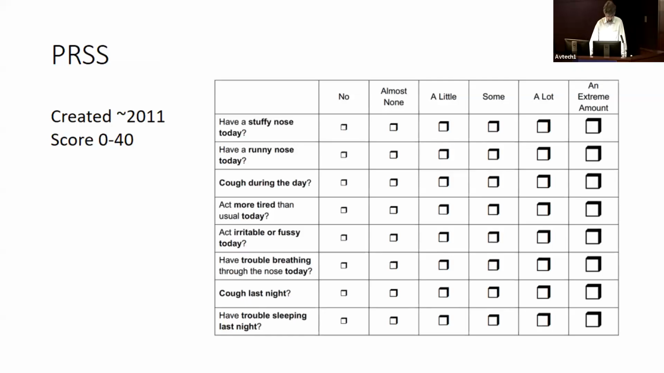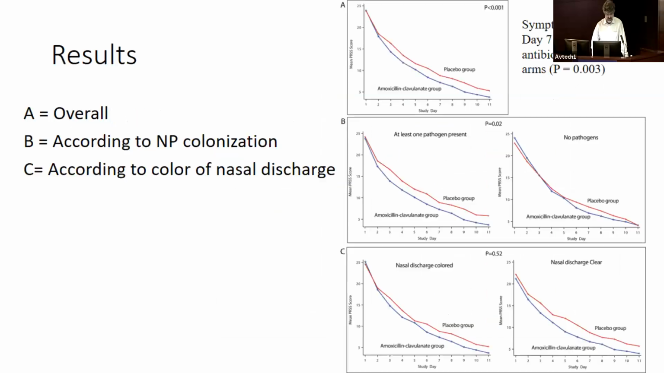And in preparation for this trial, we started developing this scale in 2011. This is the scale we used as an outcome measure. So we had to develop and validate the scale. We ended up with these 8 symptoms, all measured on a scale of 0 to 5. And they're the typical symptoms of sinusitis that everybody knows about: stuffy nose, congestion, cough, trouble sleeping, trouble breathing. So this was our outcome measure administered every day.